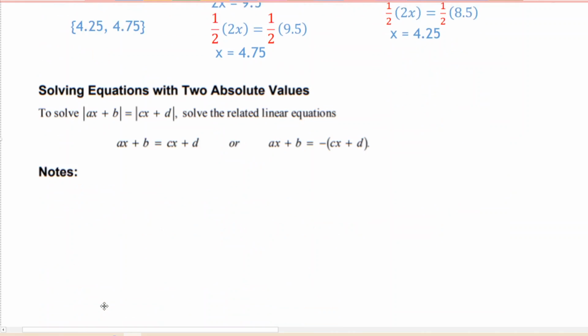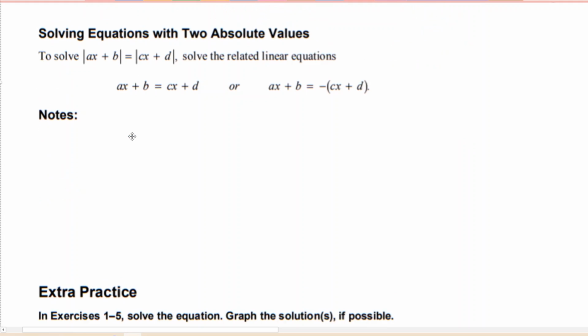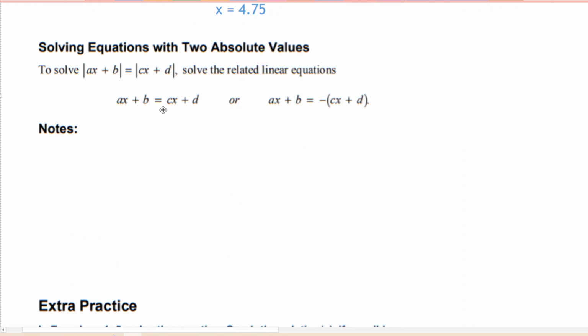And the other, more difficult problem would be, what if we had two linear equations that are equal to each other? Well, then we'd do something similar. We would make the first one equal to the second one, and then we'd also make the first one equal to the opposite of the second one. So let's see how that works in practice.